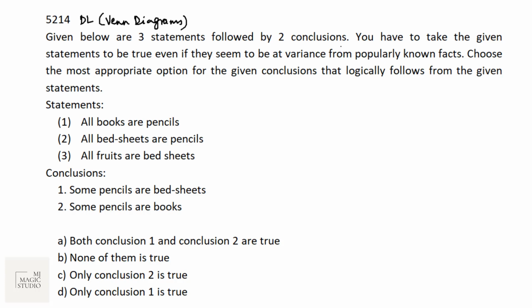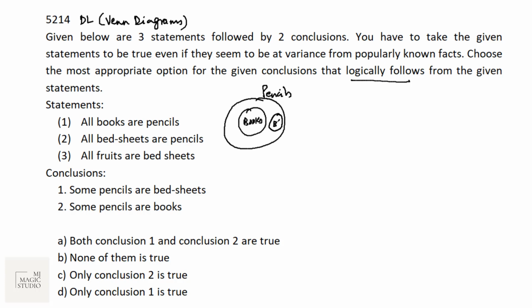So given below are 3 statements followed by 2 conclusions. You have to take the given statements to be true, even if they seem to be at variance from popularly known facts. Choose the most appropriate option for the given conclusion that logically follows. With the help of logical Venn diagrams, we will see. All books are pencils. If I say these are books, then all books belong to another set of pencils. All books are pencils. All bed sheets are pencils.